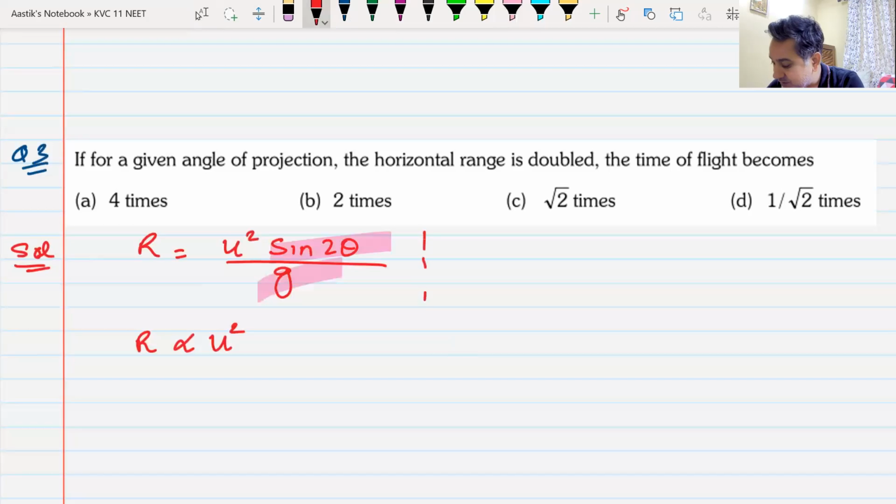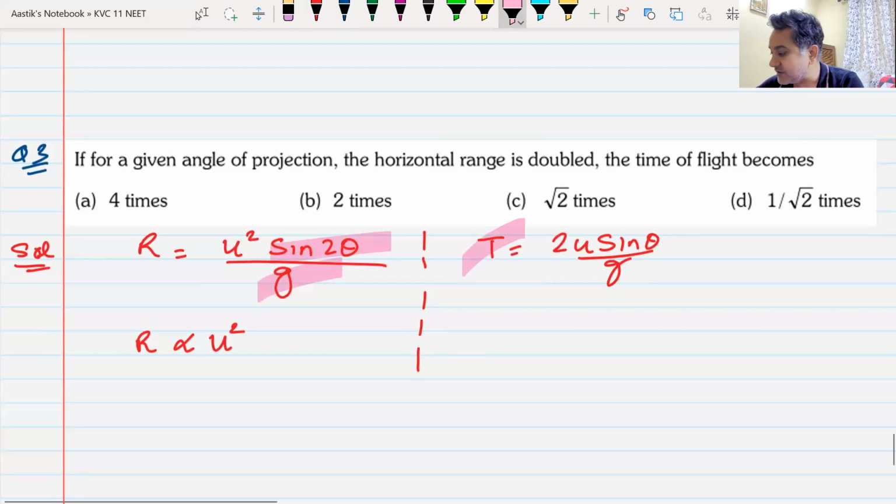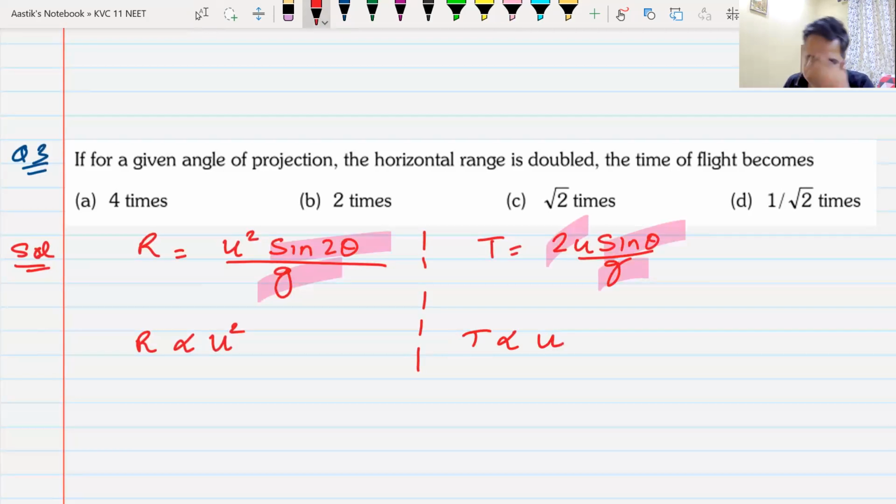Now let us come to time of flight. This formula I am going to use: 2U sine theta by g. Let us see what all things are same. 2 is constant, it moves out. Sine theta is same because theta is same. g is same. So time of flight is directly proportional to U.